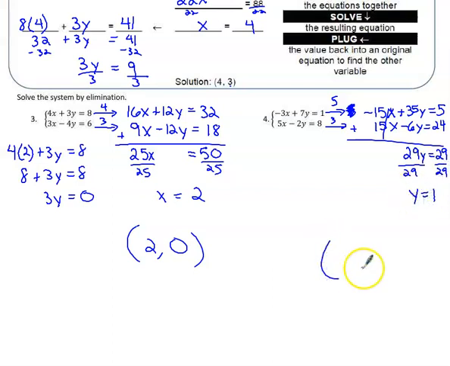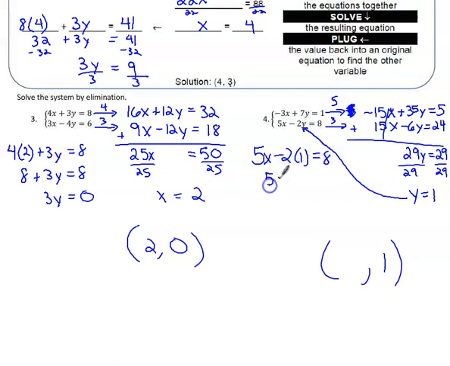So in my solution, something comma 1, I just need to figure out the x. So let's plug that in, and I'm going to use the bottom row this time. So that's 5x minus 2 times 1 equals 8. So 5x minus 2 equals 8. Add 2, add 2. 5x is equal to 10. Divide by 5, divide by 5. x is equal to 2. So 2 comma 1 is my solution.